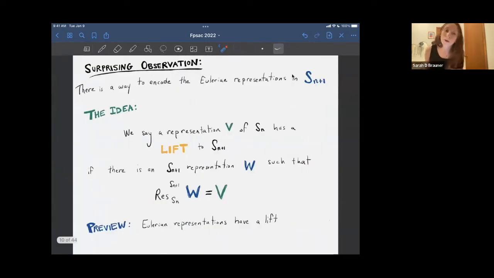Okay, so the property that I want to talk about today that these representations have is that even though I've defined them as representations of Sn, there's a way to encode or lift them to representations of Sn plus 1. So to formalize this, I'm going to say a representation V of Sn has a lift to Sn plus 1 if I have some Sn plus 1 representation, let's call it W, that restricts to V. So the way that I think about this is W has all the information that V has and then some additional information as well.